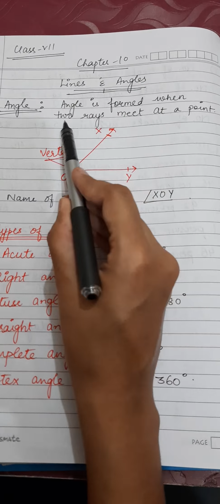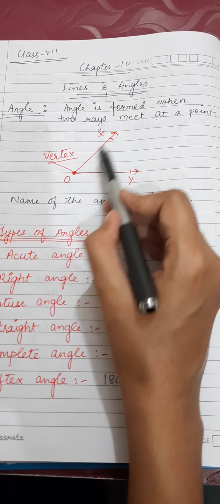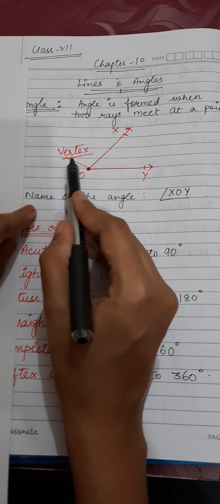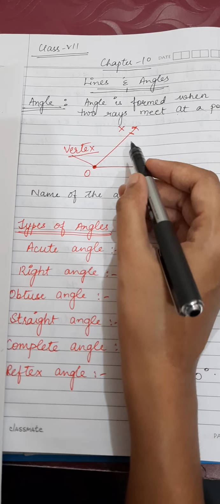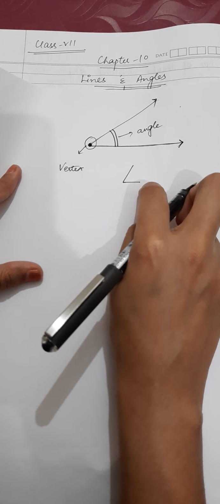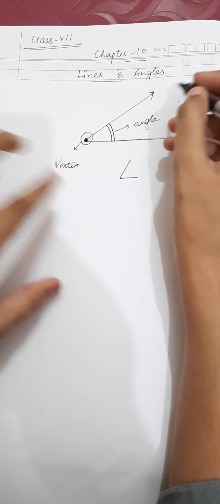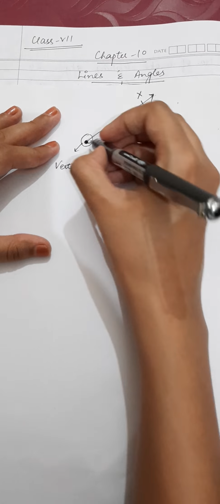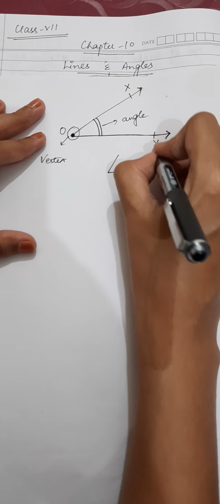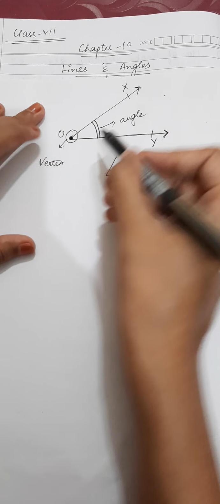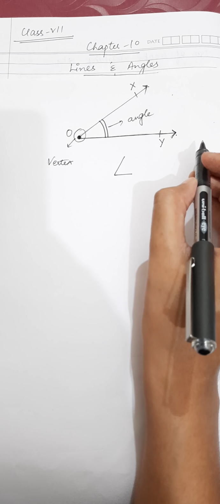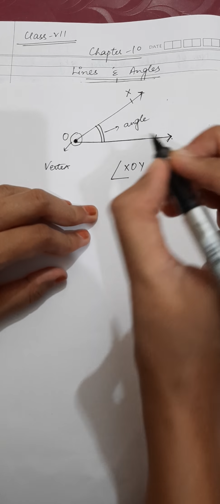Okay, so how is an angle formed? An angle is formed when two rays meet at a point. These are two rays and they both are meeting at one point. This point is called the vertex. The symbol of the angle is like this, a tilted L. Now, how are you going to name the angle? Suppose this is ray X, this point is O, and this ray is Y. This ray is OX, this ray is OY, and I have to name this angle. The name of this angle is going to be XOY.